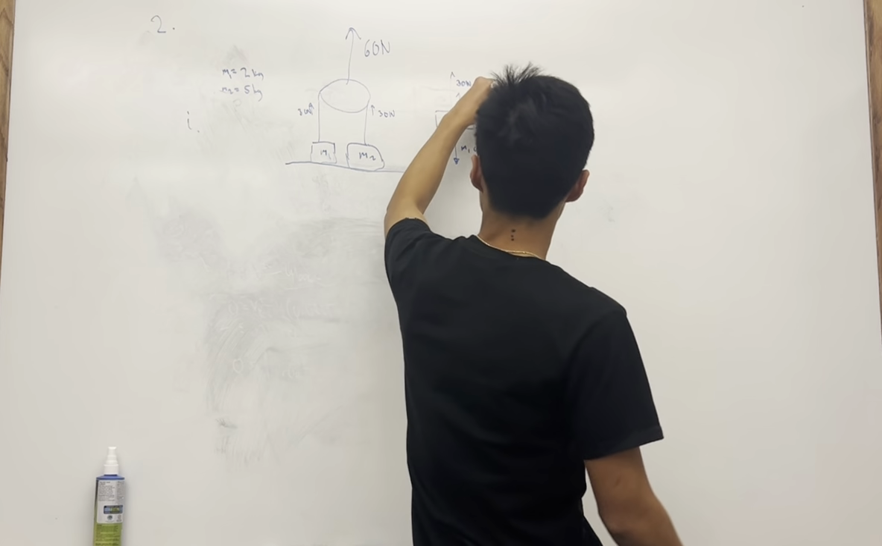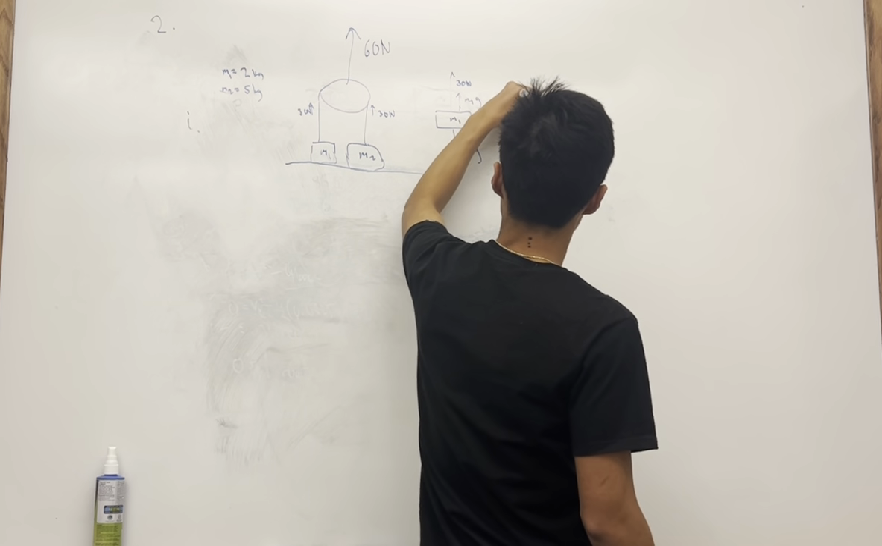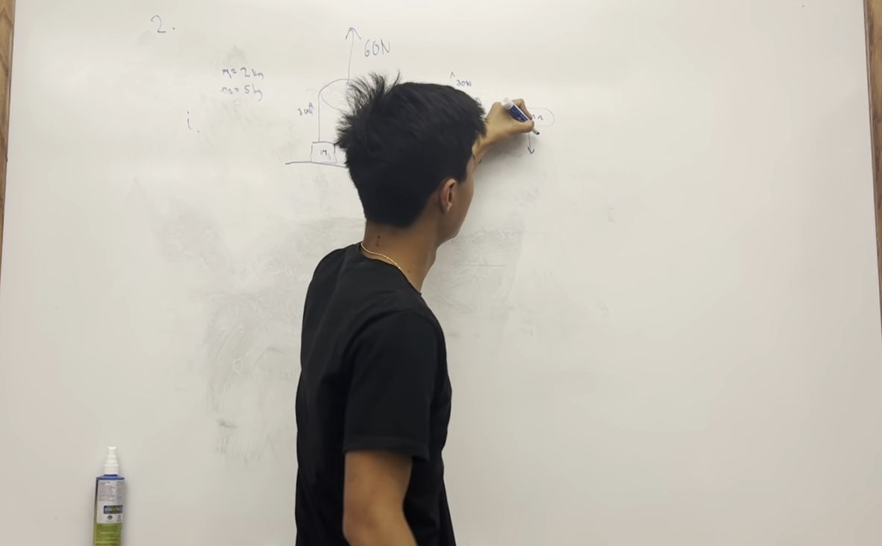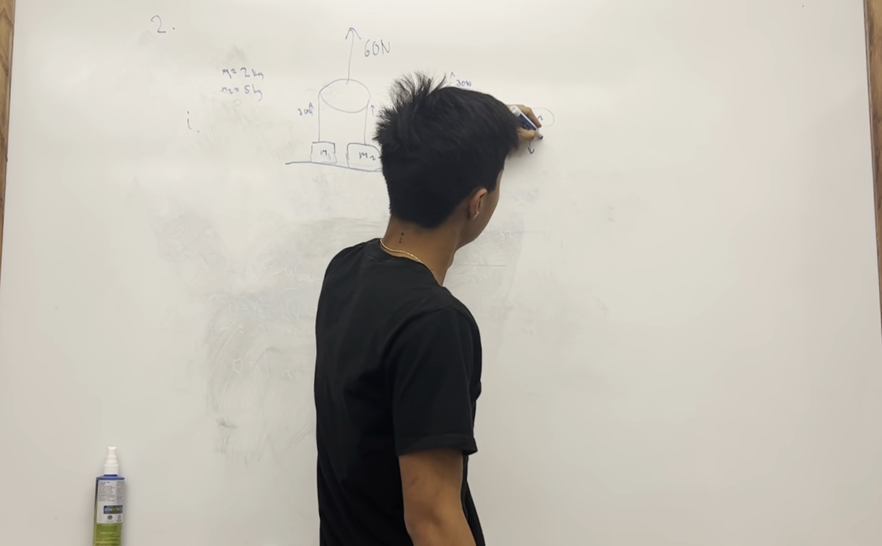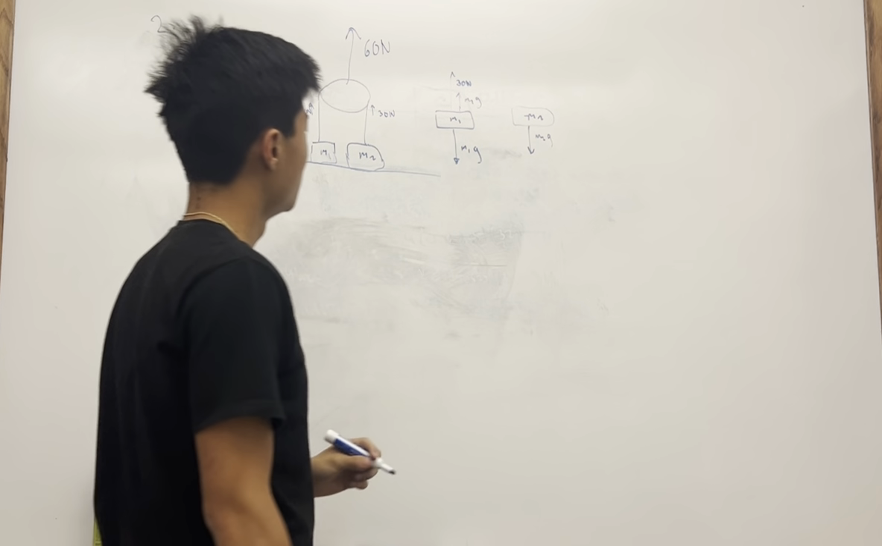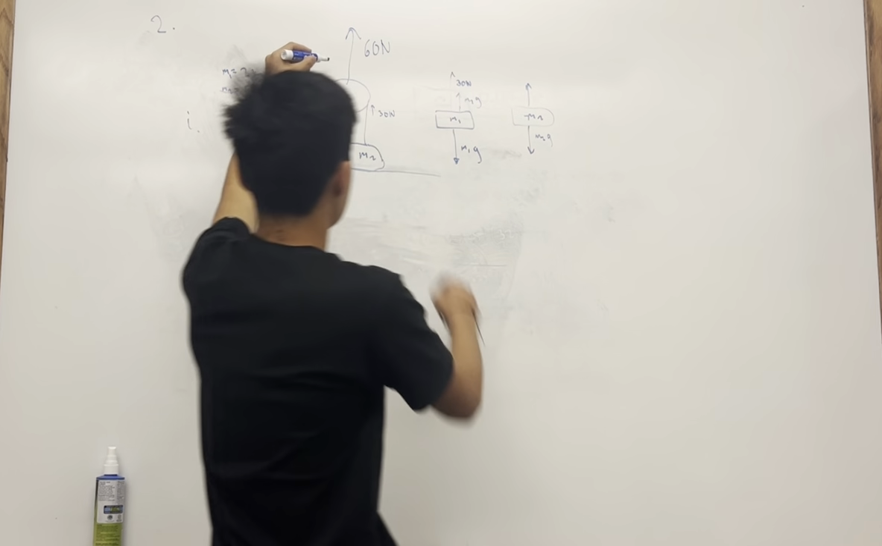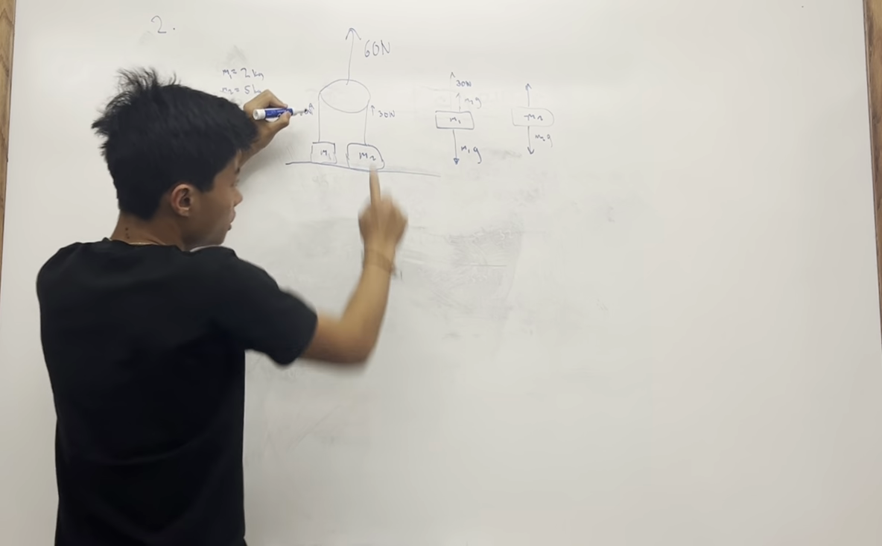Now we do the same thing for mass 2. It's going to have gravity pulling down on it, which is mass 2 times gravity. And it's going to be pulled up with 30 newtons of force because this is broken down into 2 components.